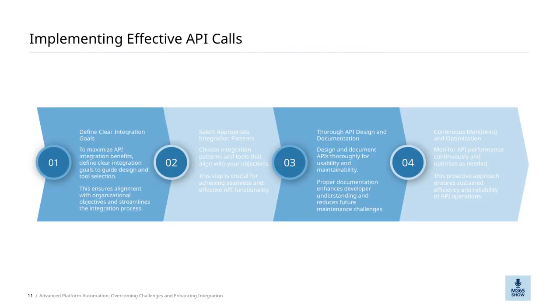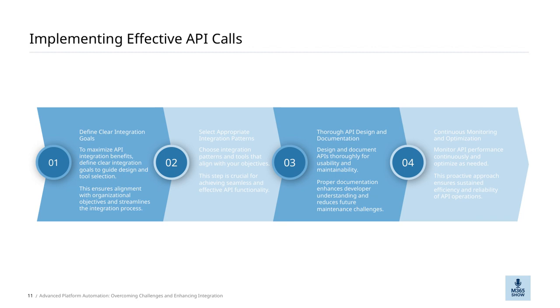Let's talk about implementing effective API calls, which is a key part of advanced platform automation. To get the most benefit from API integration, the first step is to define clear integration goals. This helps guide your design choices and the tools you select, ensuring everything aligns with your organizational objectives. When your goals are clear, the entire process becomes more streamlined and focused.